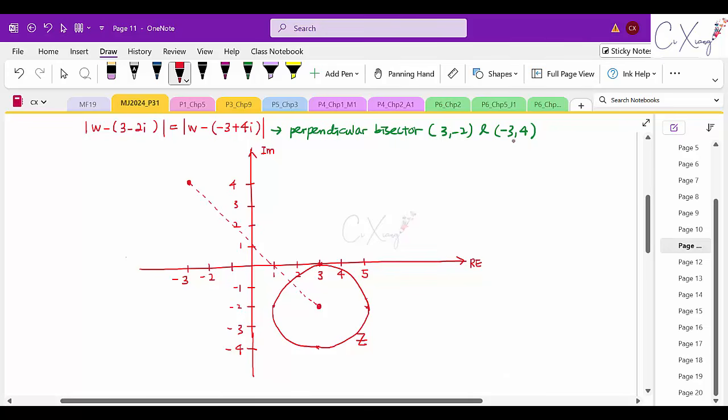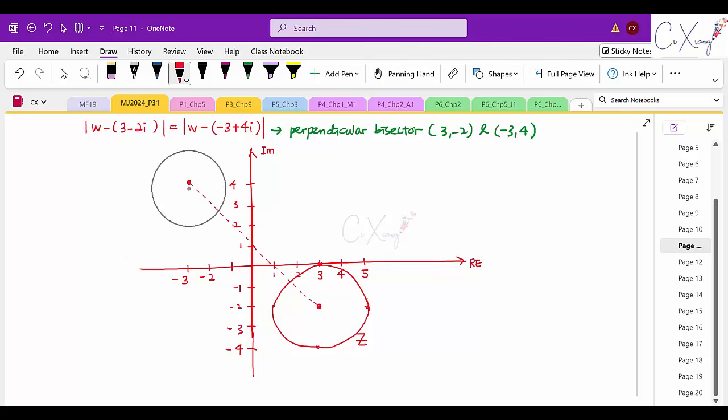I will strongly suggest that when you sketch the Argand diagram, please make sure that you measure all your x and y axes so that your graph looks neat and the scale looks nice. If not, when you want to draw the perpendicular bisector, the scale that you use might not be even, and then you will feel confused when you want to draw the graph properly. If you measure it nicely, then the line between -3, 4 and this point will pass through 1 and 1.